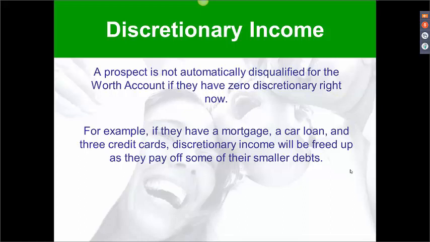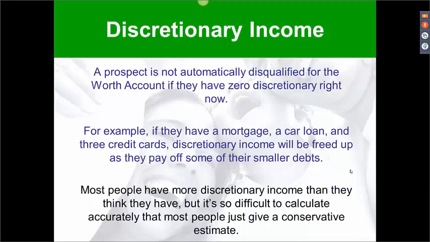This just stands to reason. The program is going to concentrate on the most effective debt to pay off first. Once that debt is paid off, the idea is they would utilize the money they were paying on that debt. That would now be incorporated into the program, and that money, along with whatever discretionary income they have, would now be designated to the next plausible debt. Most people have more discretionary income than they think they have, but it's so difficult to calculate accurately that most people just give a conservative estimate.